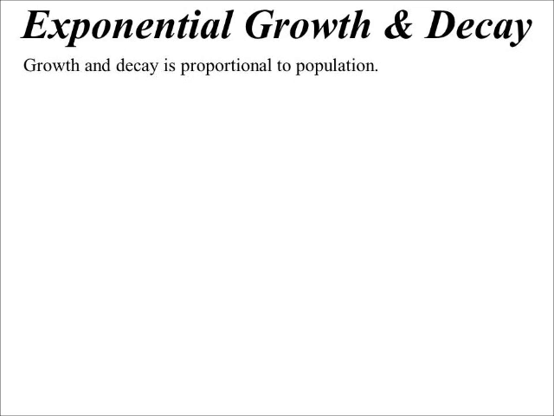That makes sense. The more people you've got, the more people are going to die, and the more people are going to be born. That's the theory anyway. So we could write that as a rate. The rate of change, if it's directly proportional to population, must be equal to some constant times the population. Well, this is in terms of P.